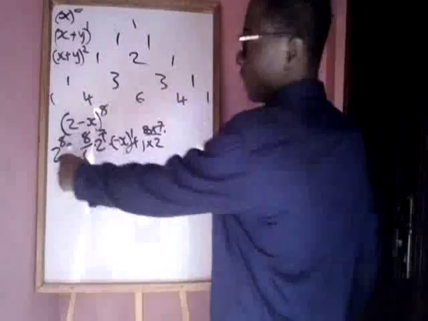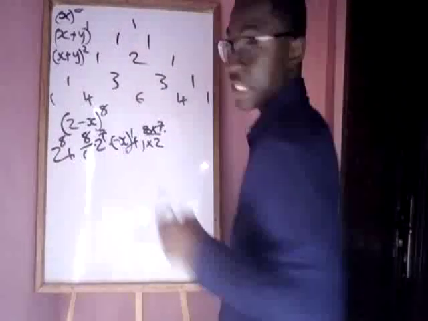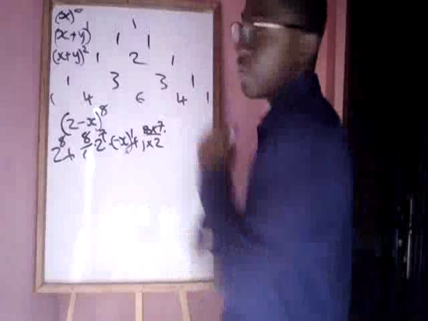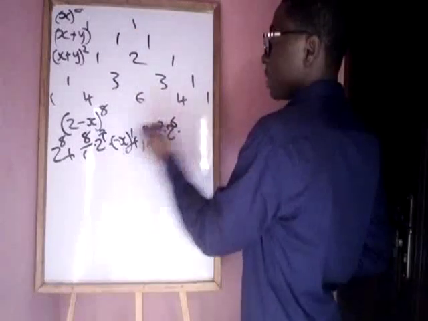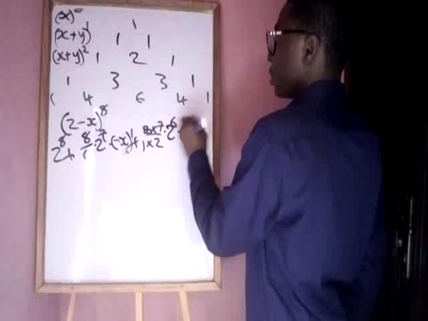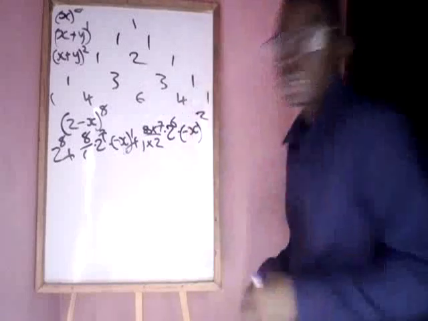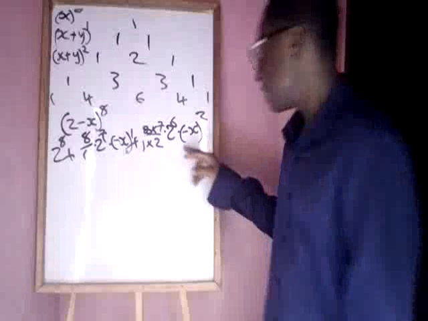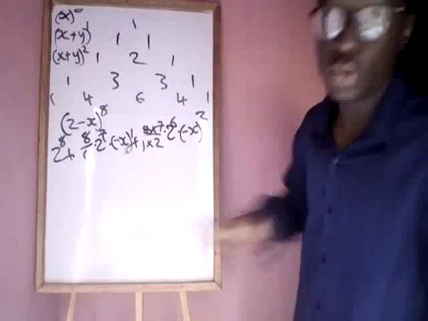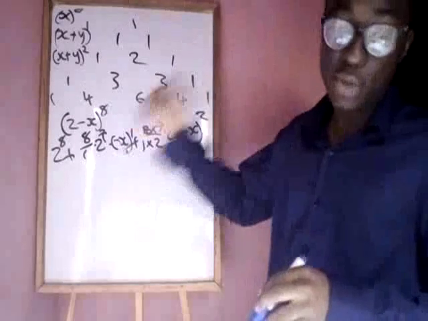So you notice that the power of this first term is decreasing consistently, but the power of the second is increasing consistently. That's 2 raised to power 6 times minus x raised to power what? Can you guess it? That's 2. So that is it. But in this case, we've not gotten to where we need, because here the power of x is still 2. So we need to solve it till we get to the place where the power of x is 3, right?